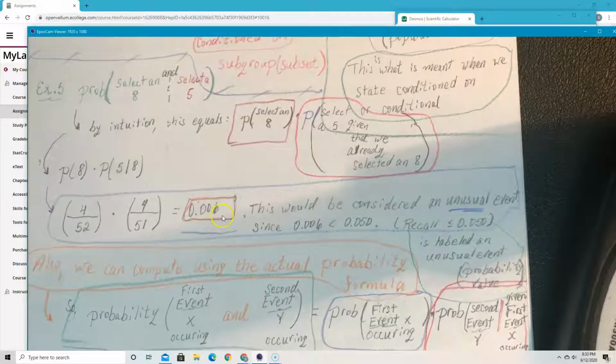So what about drawing an 8 on the first selected card, and then keeping the card, and then getting a 5 on the second selected card? The probability of that happening is 0.006. And 0.006 is less than 0.050. This is way less than this. So this would be considered an unusual event.